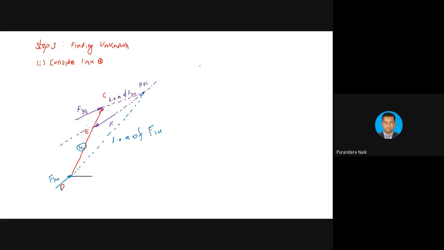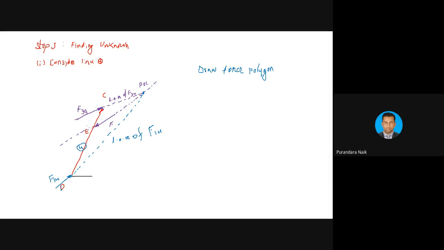Next, draw the force polygon. So all of you draw the force polygon for this diagram, these forces, and tell me the answer tomorrow. Tomorrow, first hour and second hour, I'll take the force polygon. You know how to draw the force polygon, right?